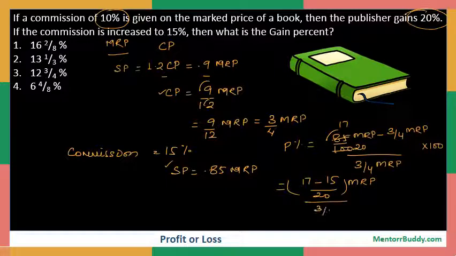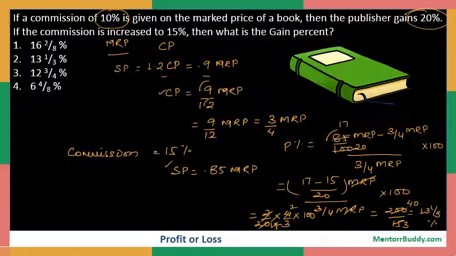In the denominator it was already 3 by 4 of MRP, multiplied by 100. Let the cancellation take place. This gives me 2 by 20, multiplied by 3 by 4 going in the numerator, multiplied by 100. When we cancel the terms, it gives me 2 by 5, and this is equal to 200 by 15, which can further be divided, and we get 40 by 3, which is nothing but 13 1 by 3 percent. So my profit value comes out as 13 1 by 3 percent, which is option number 2.